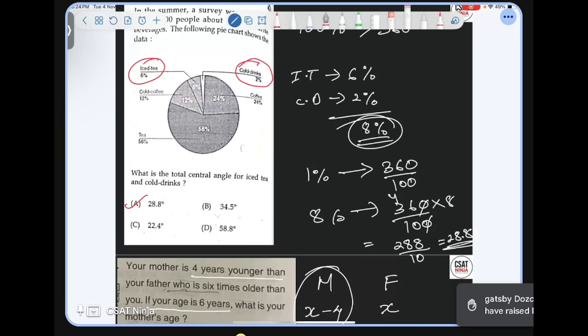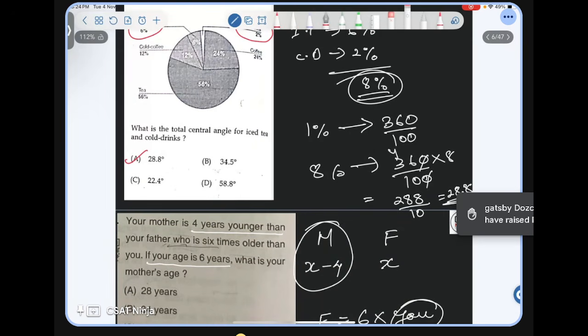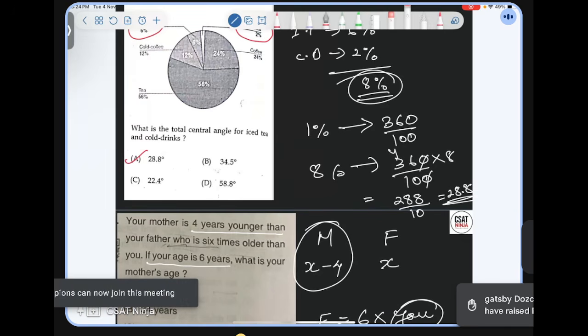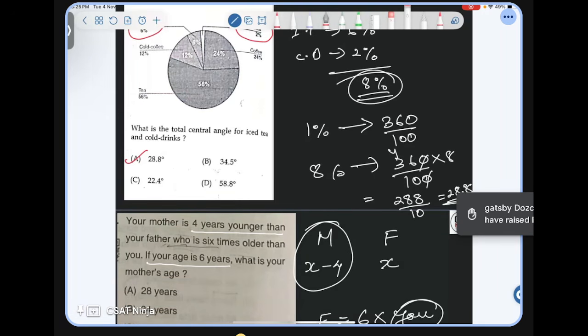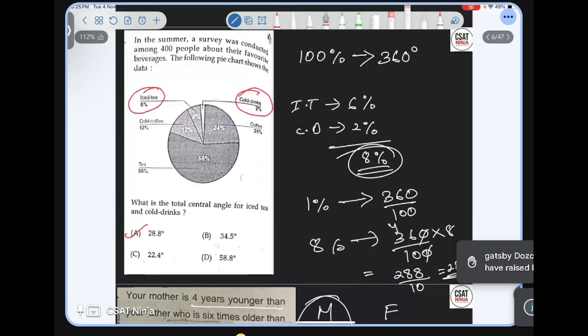So Ryu is from village. So this one divided by 8 divided by 100 into 400 possible? For which one? I'm not getting your question. For the bar chart? 8 divided by 8 divided by 100 into 400? No, it won't be 400.